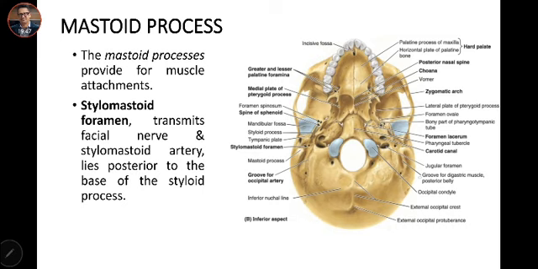This is the mastoid process where muscles are attached. I will show you, this is the mastoid process. You're already familiar with that. Norma lateralis. This is the stylomastoid foramen. As I also showed you, the stylomastoid foramen transmits the facial nerve and the stylomastoid artery.